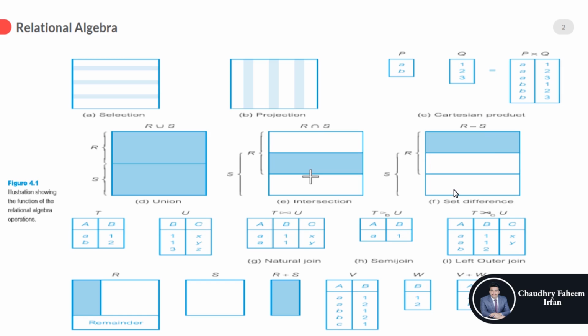R minus S, which means the set difference operation, we are going to select, like R is 1, 2, 3 and S is 3, 4. So R minus S set difference operation result will be 1, 2. 3 is removed from R.